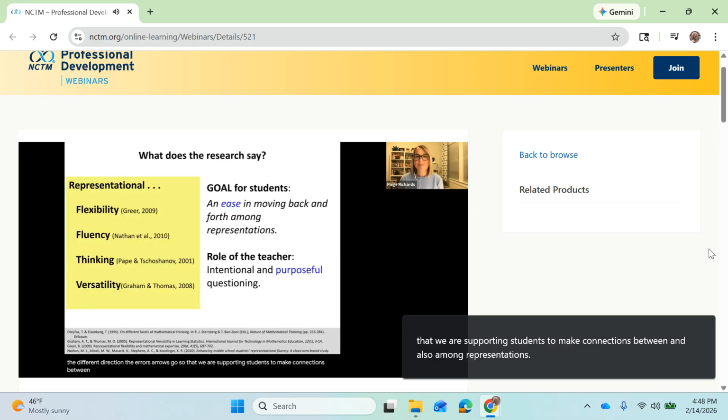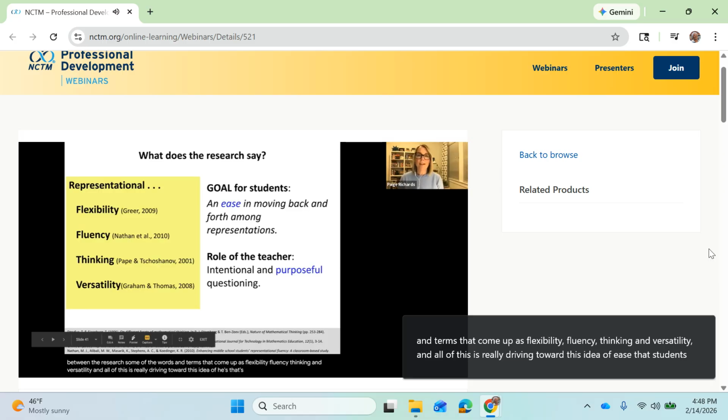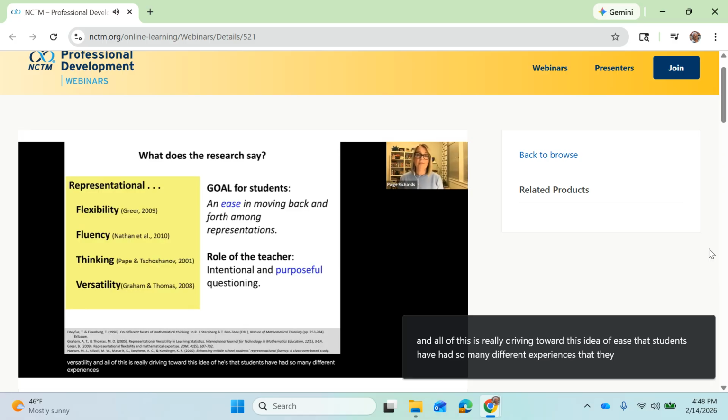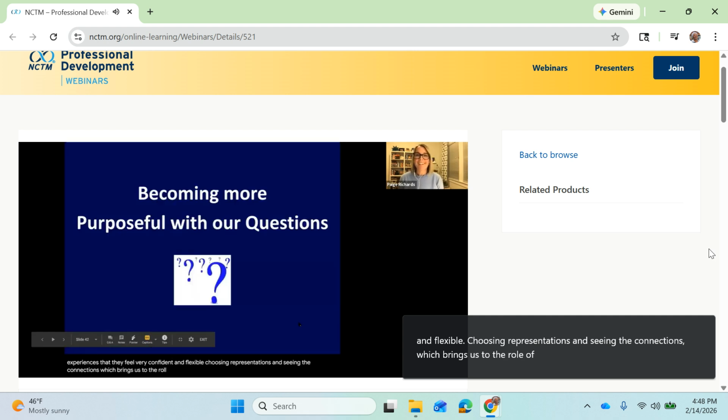In the research, some of the words and terms that come up is flexibility, fluency, thinking, and versatility. And all of this is really driving toward this idea of ease, that students have had so many different experiences that they feel very confident and flexible, choosing representations and seeing the connections, which brings us to the role of each of us as the teacher, and how are we using purposeful questions to support students to make these connections.